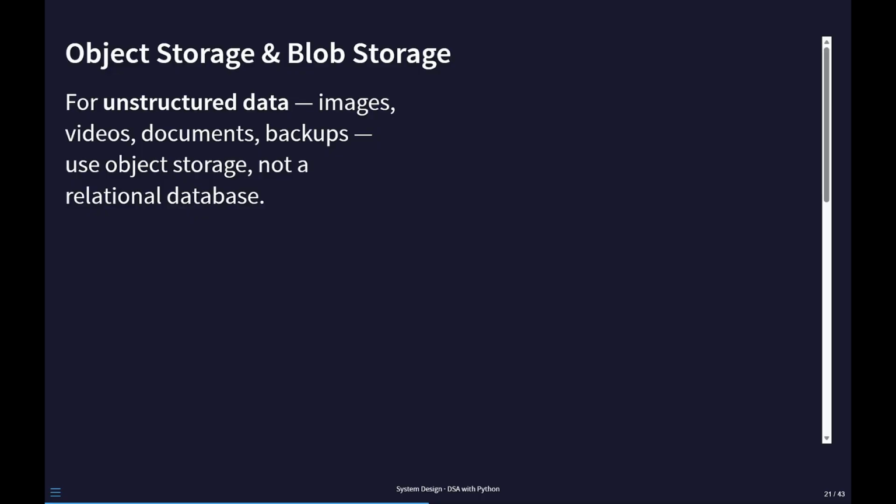A relational database is optimized for structured, transactional data. It is terrible at storing gigabytes of binary blobs. Object storage is built specifically for this. Object storage has a flat namespace, no directories, just a bucket and an object key. Each object is a bundle of data plus metadata, accessed via simple HTTP operations: get, put, delete. And it scales to essentially infinite capacity, durably storing data across multiple availability zones.